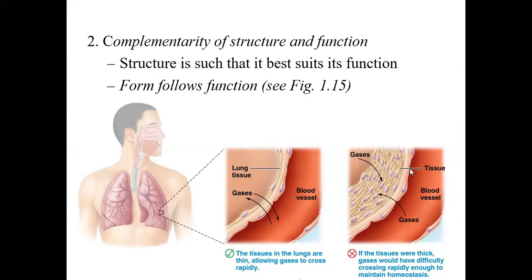Notice that if the structure was different, it would cause the function not to work. So this structure on the left complements the function. This structure on the right does not. Because if the tissue of the air sac was too thick, if it was not just one layer of cells, what if it's 5 or 10 layers of cells? Then notice the gases can't go across that thick layer of cells. So this on the right side does not complement its function. And so usually what you find in the body is that structures complement the function. They go together.